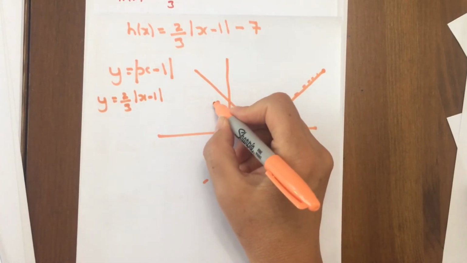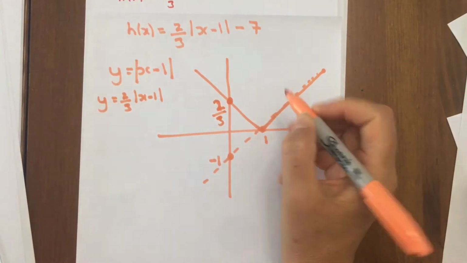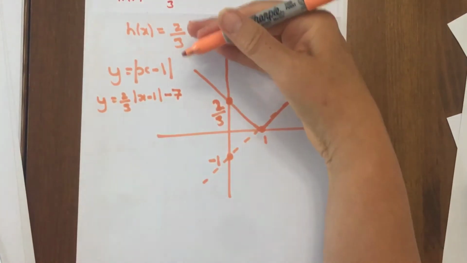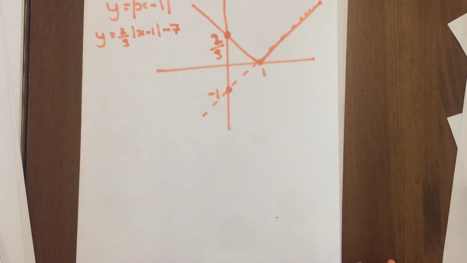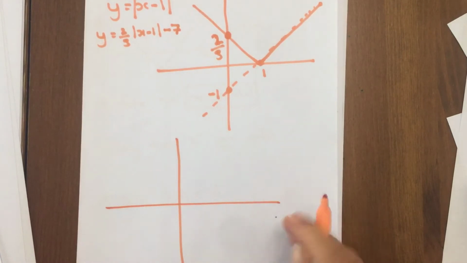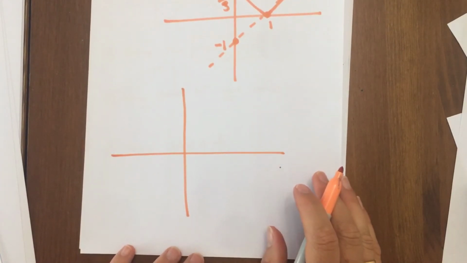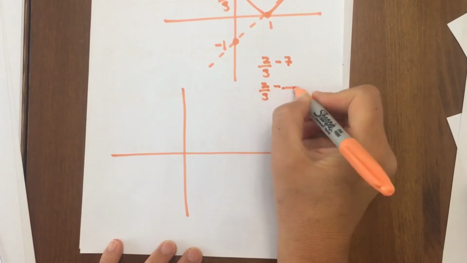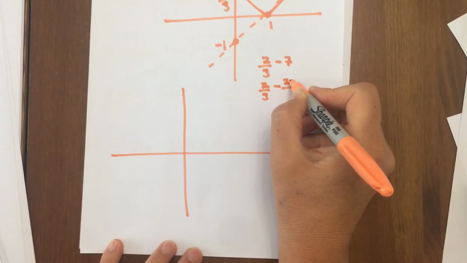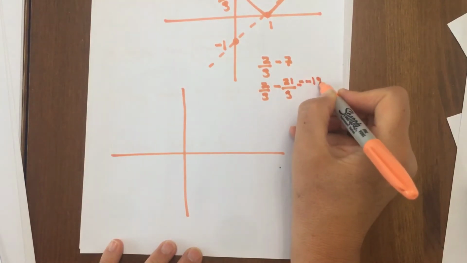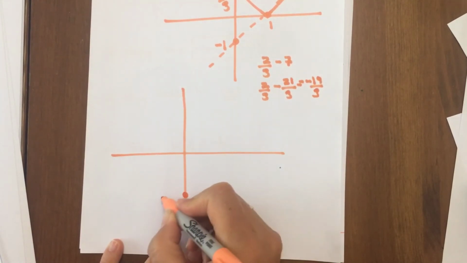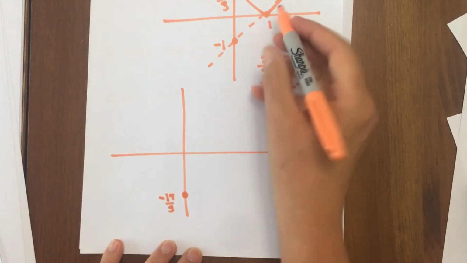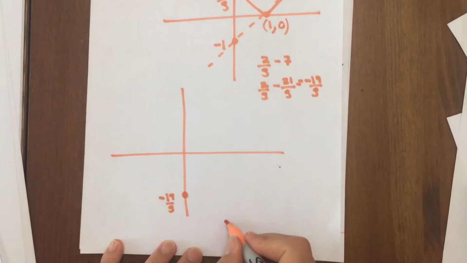So I'm just going to cheat here. 1 times 2/3 is 2/3. So that point will change to 2/3. And now I want to take away 7, so my whole graph will go down by 7. I'm going to do a new sketch for that. It was at 2/3, it's going to go down by 7. So 2/3 take away 7, or 2/3 take away 21 over 3, which is minus 19 over 3. So it will go down to here, minus 19 over 3, and the point 1, 0 will go down to 1, negative 7.